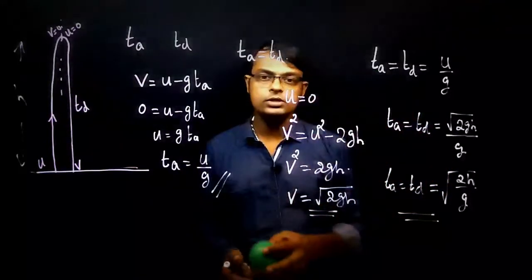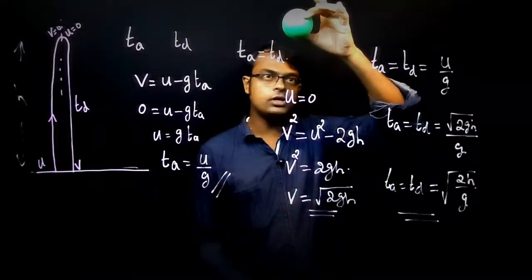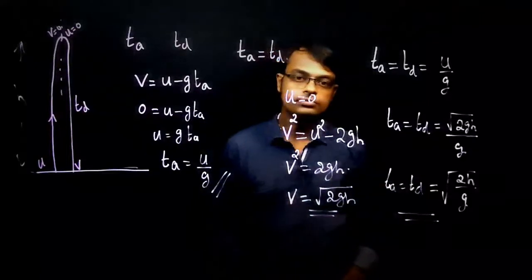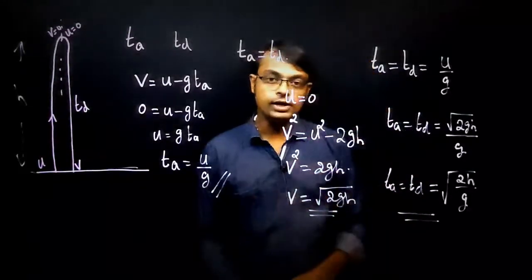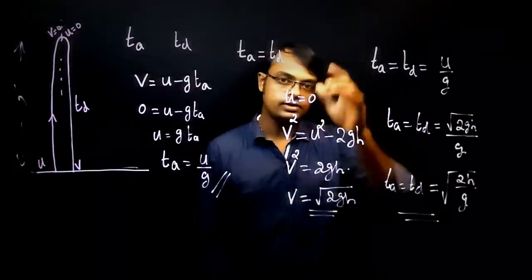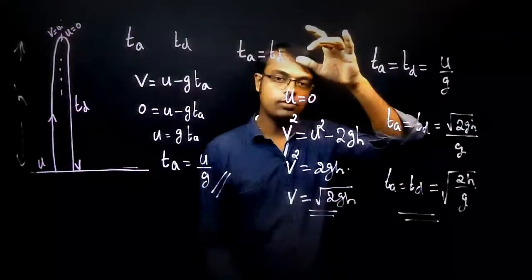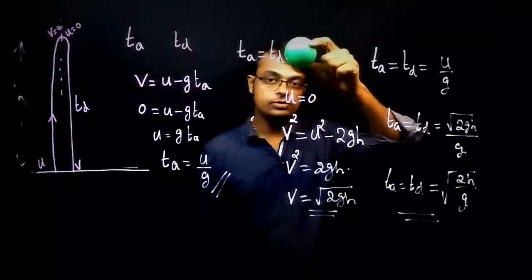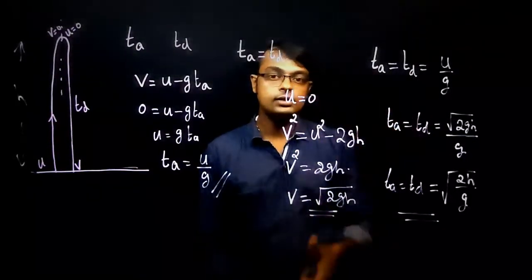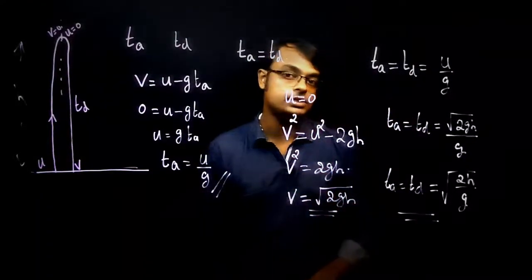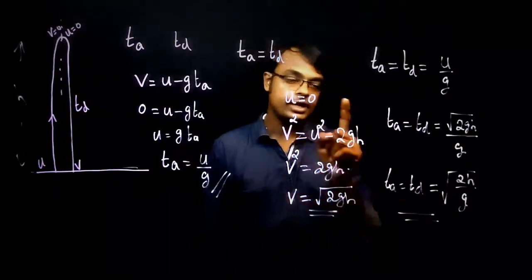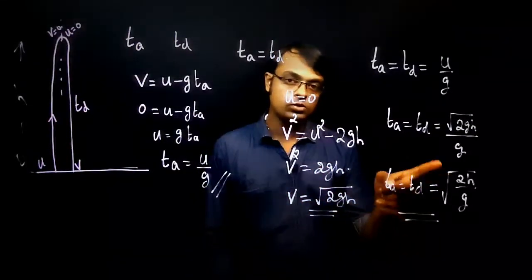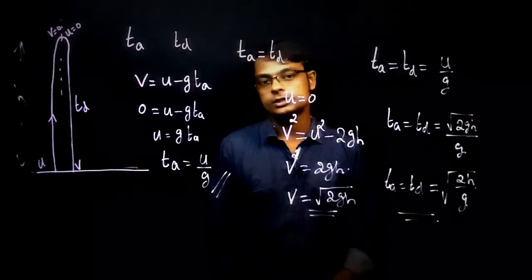This same equation will come when an object is falling freely, and this type of motion comes under what? Free fall. What is meant by free fall? An object is freely falling under gravity without air resistance. In that case also, the time taken to reach here is root of 2h by g.